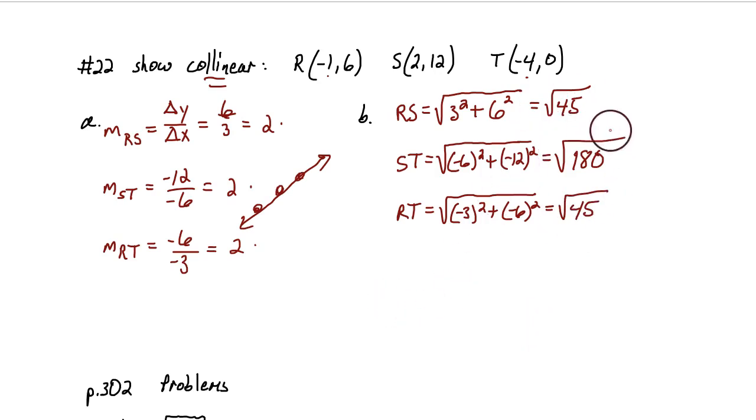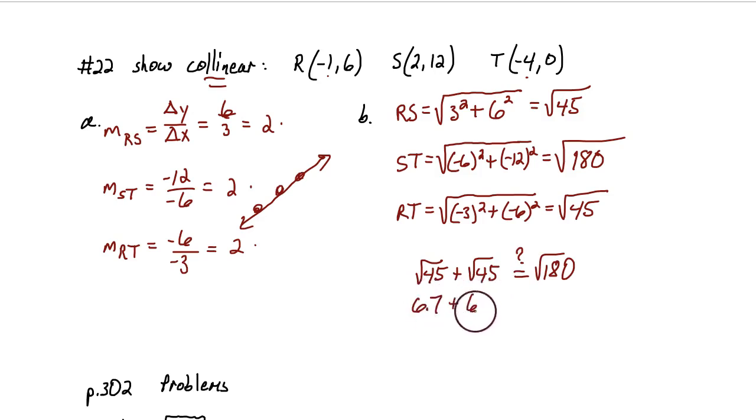Well, what do you do with these results? The idea is that if you take the two shorter lengths and add them together, and if that is equal to the longer length, then that meant that the dots must have lined up in a straight line. So let's take a calculator and get the decimals for these. Square root of 45 is about 6.7 when you round it. And the square root of 180 is about 13.4 when you round it. 6.7 plus 6.7 is equal to 13.4. This answer checks.